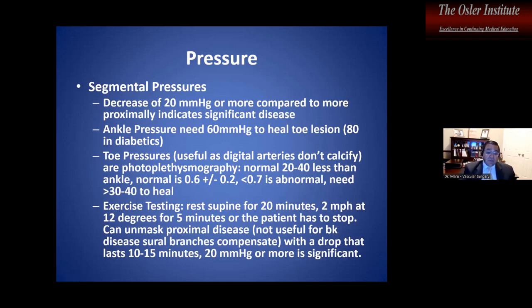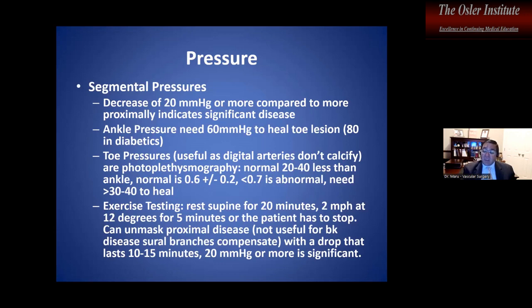So you need to sometimes get those toe pressures when the regular DP and PT will give you some abnormally high numbers, like you're getting 1.3, 1.5. Yeah, it's because your vessels are calcified and they become crunchy and you cannot get a good occlusion on them. So you need to use toe pressures.